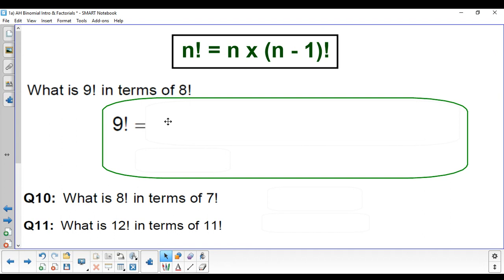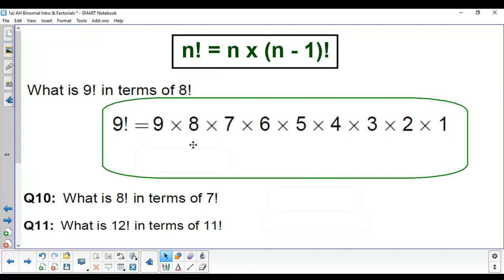Right, so 9 factorial would be 9 times 8 times 7 times 6 times 5 times 4 times 3 times 2 times 1. I've just put brackets there to emphasize that's 9 times 8 factorial. So there's 2 questions, but we're just doing them right here and now. So how are you going to write 8 factorial?